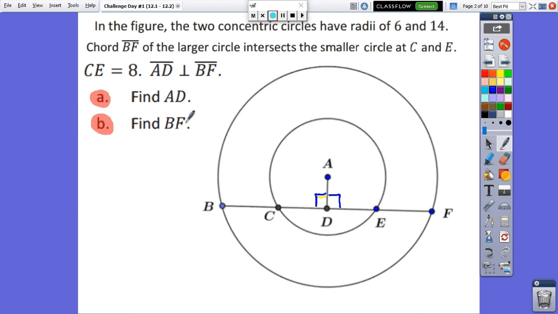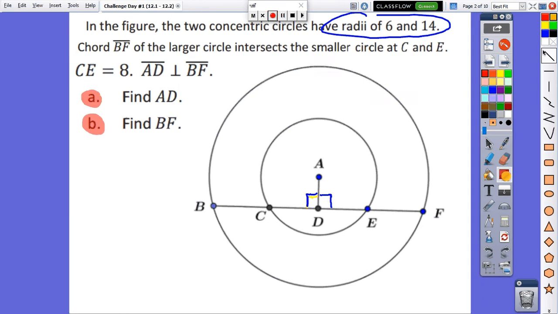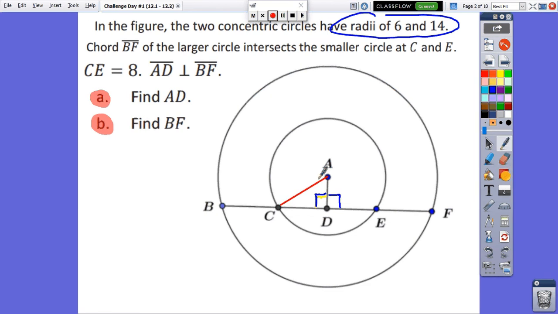Now, we are tasked with finding two things in this problem. How long is it from A to D, and how long is it from B to F? All right. Now, my first recommendation would be we might want to draw in some radii, right? So let's first start with the smaller radius. Let's go from A to C here, and so that has a radius of 6.